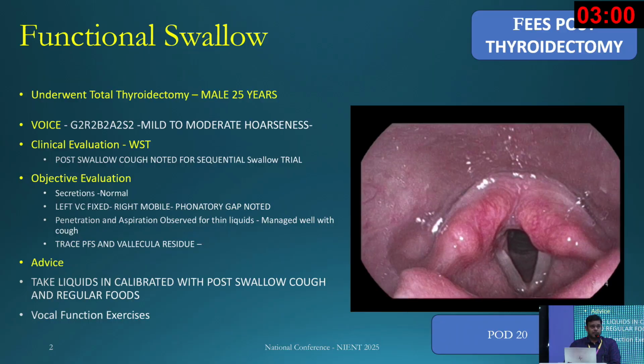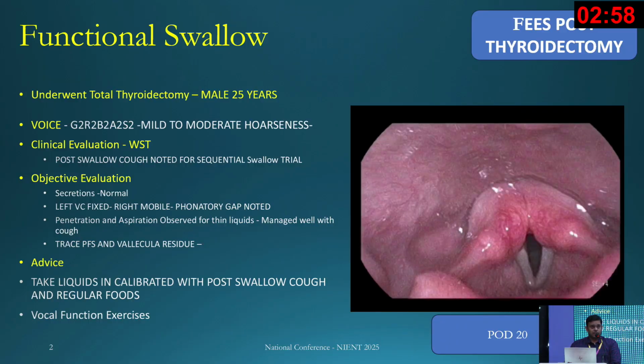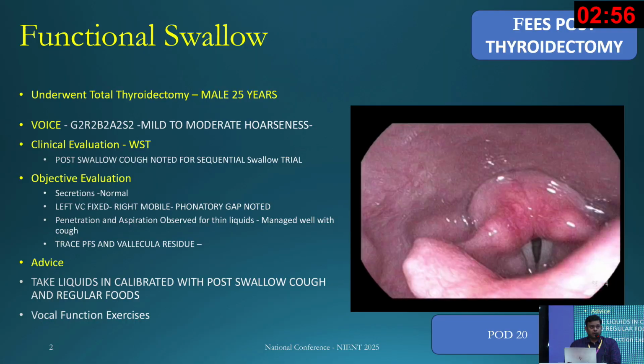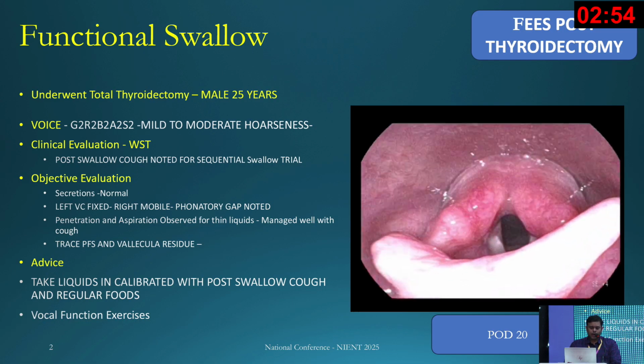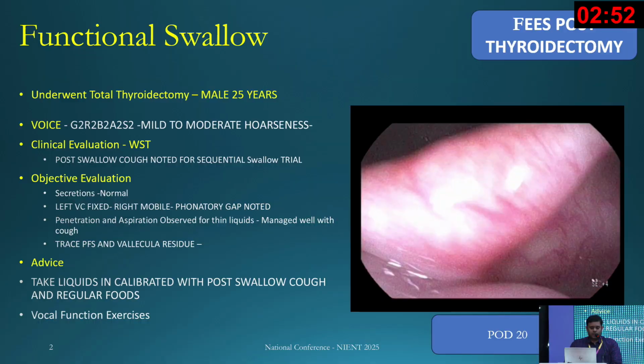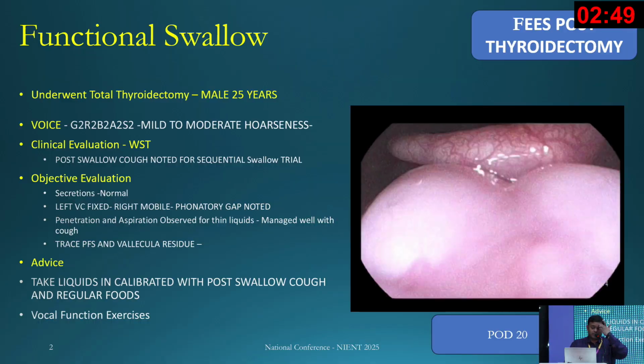As you can clearly see, the right vocal cord is mobile, the left is fixated with a glottic chink, and we have given thin liquid to try.